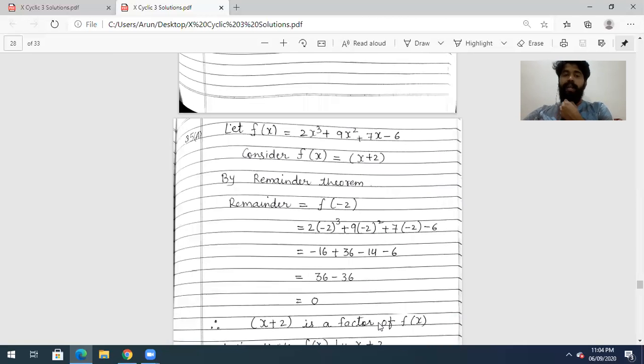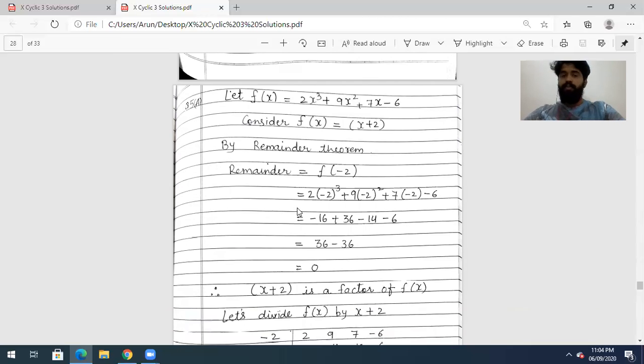Moving on to question 5. Use the remainder theorem to factorize 2x³ + 9x² + 7x - 6 completely. So let f(x) be 2x³ + 9x² + 7x - 6. Now we have to take factors one by one. The first factor that we are considering is x + 2. So by the remainder theorem, we're going to take x is equal to -2.